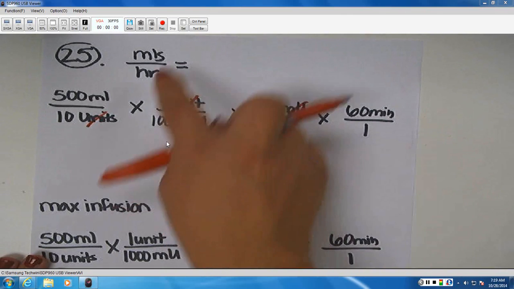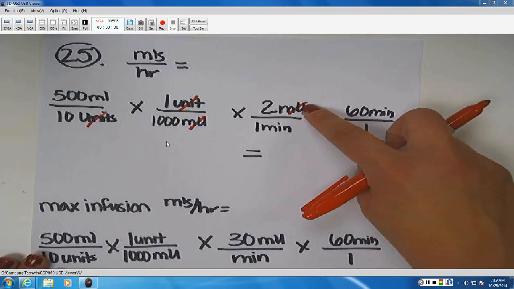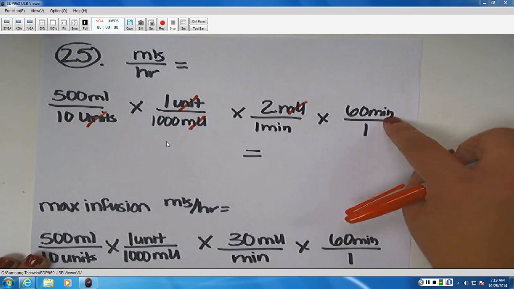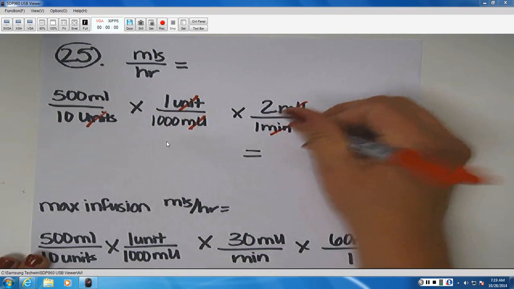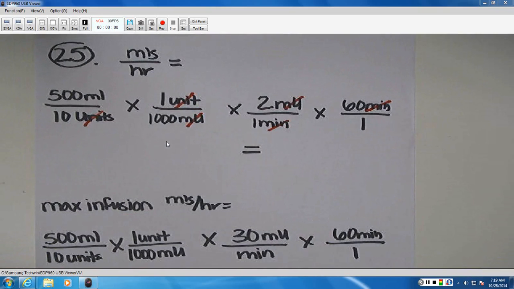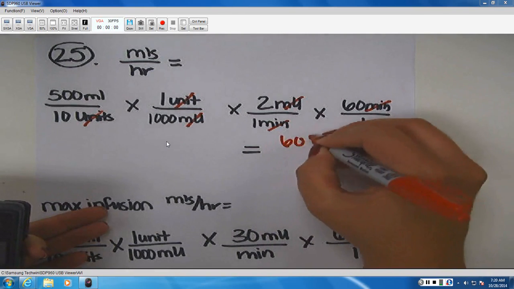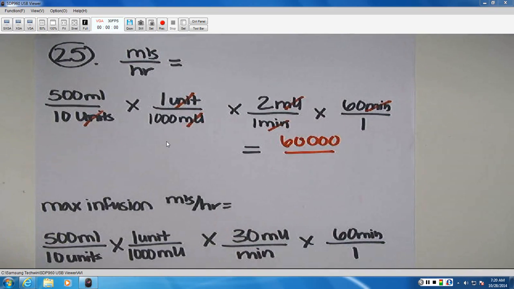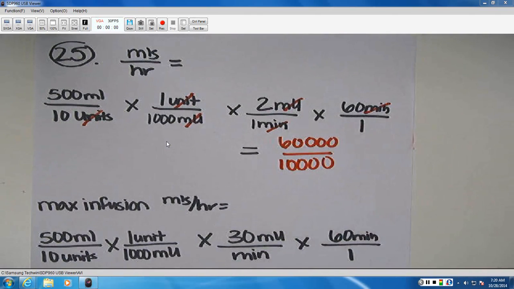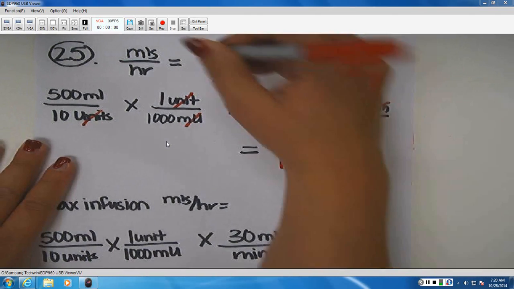Now again, I'm solving for mLs per hour. This is 2 milliunits per minute. Well, I want to know how much that's going to equal in an hour. So I will then multiply that by 60. So mark those out. And now you just multiply straight across the board. So I have 500 times 2 times 60. And that gives me 60,000. And I'm going to divide that by 10,000. And 60,000 divided by 10,000 is 6.